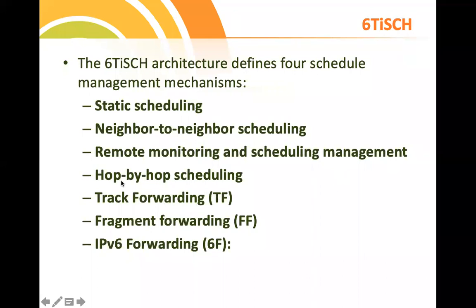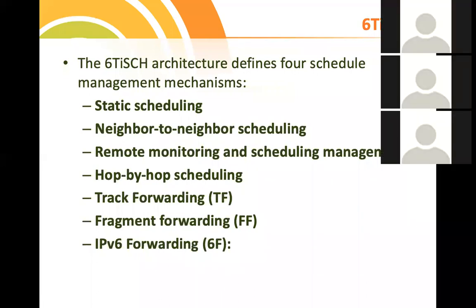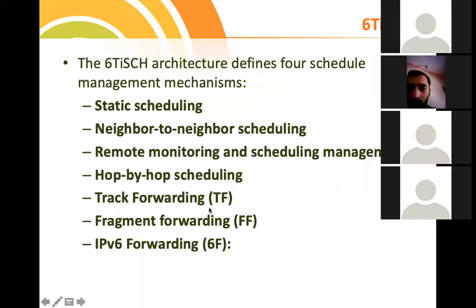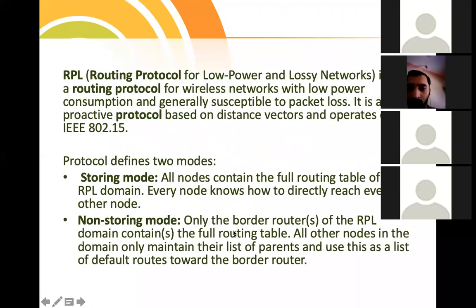And then hop by hop, machine to machine discussion. You can track forwarding. Part of the code can be forwarded, part of the sensor data might be forwarded, and then fragmentation, and then IPv6. These things we have seen yesterday. So to deal with these many mechanisms, we need something called RPL. This is one of the protocols that we use with respect to the physical layer. So RPL is nothing but a routing protocol for low power and lossy networks. So that's why the term RPL came into the picture.